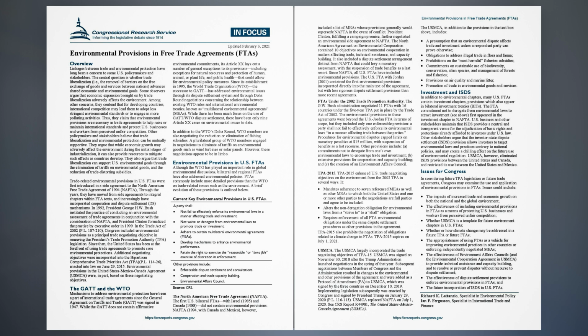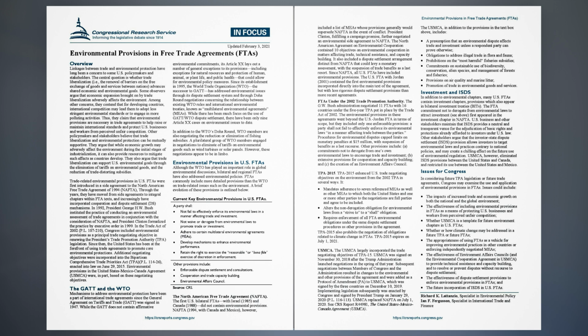The GATT and the WTO mechanisms to address environmental protection have been a part of international trade agreements since the General Agreement on Tariffs and Trade (GATT) was signed in 1947. While the GATT does not contain affirmative environmental commitments, its Article 20 lays out a number of general exceptions to its provisions, including exceptions for natural resources and protection of human, animal, or plant life, and public health, that could allow for environmental policy measures. Since its establishment in 1995, the World Trade Organization (WTO), the successor to GATT, has addressed environmental issues through its dispute settlement system and through Doha Round negotiations concerning the relationship between existing WTO rules and international environmental treaties, known as Multilateral Environmental Agreements, MEAs.